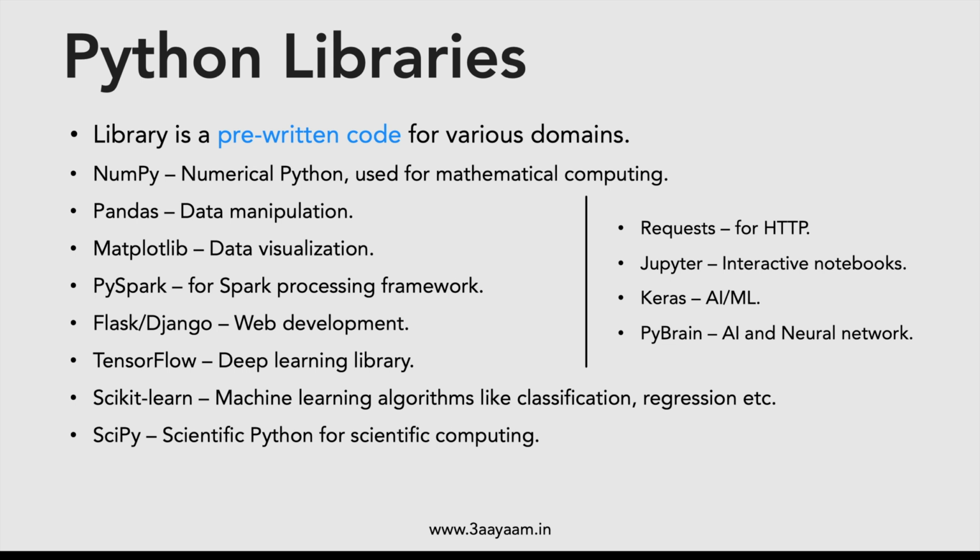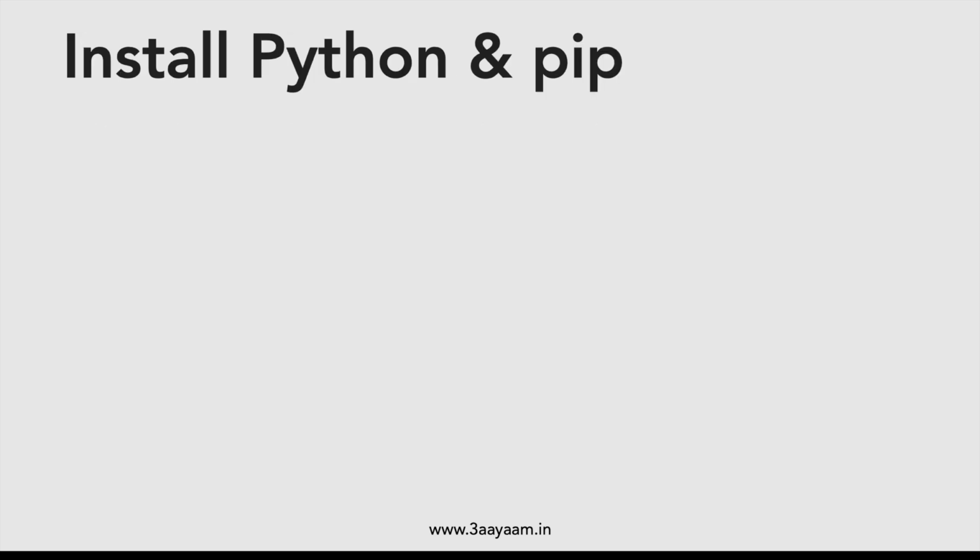Then we have a library called Keras. Keras is again a very famous AI/ML, or machine learning, library. We also have PyBrain, which is mainly used to create neural network models in machine learning. So these are some of the Python libraries which are very popular. As of this recording, we have approximately 530,000 Python libraries.